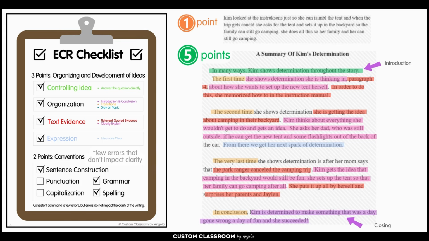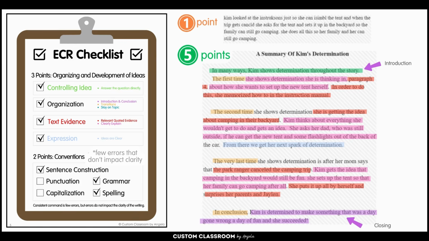So here, this student has a lot of great things going on that score 5 points. First, they directly answer the question about Kim showing determination through the story by introducing some of these key ideas. They also get the point for organization because there's a clear introduction and a clear conclusion. And they are also including transition words in all their paragraphs, which is huge. And they do stay on topic. Every part of this response is about how Kim is showing determination.